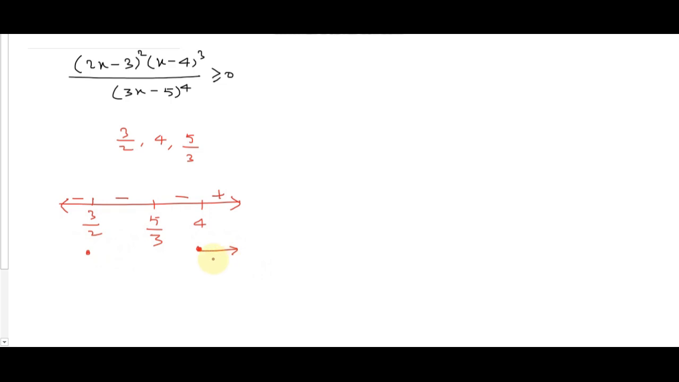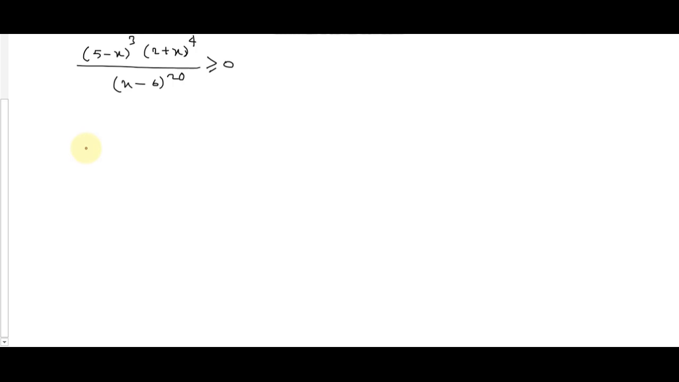So this is the required answer. So the answer is x belongs to. From here we have to take only 3 by 2. So we will write 3 by 2 in curly brackets. This curly bracket indicates that 3 by 2 is the only possible value that is going to be taken by x. And also we have to take this interval that is starting from 4 and approaching infinity. So we will write here square bracket 4 comma infinity round bracket close.